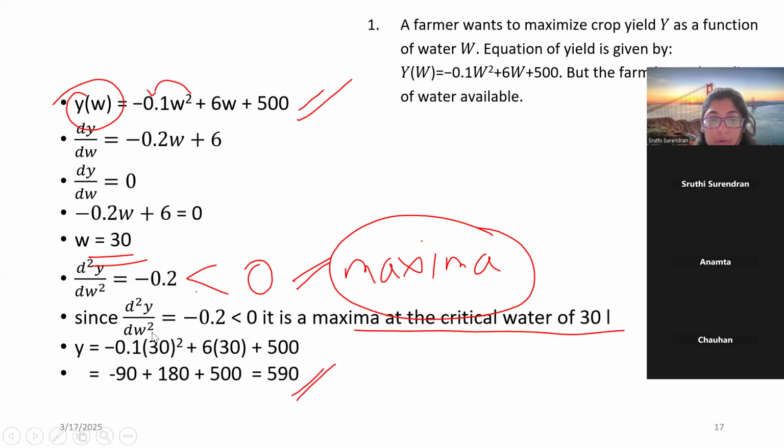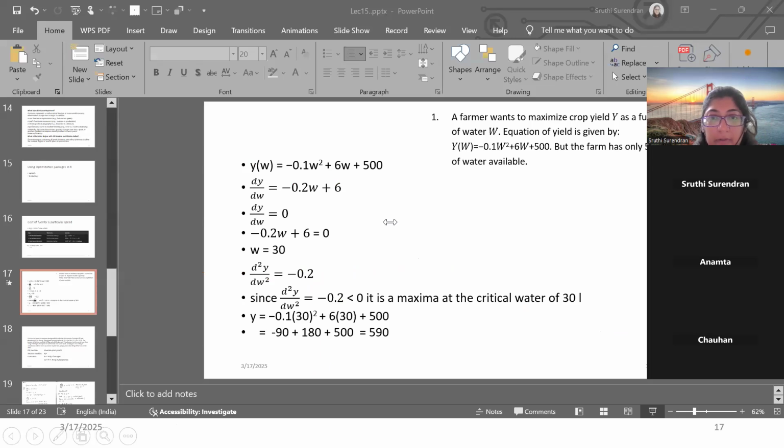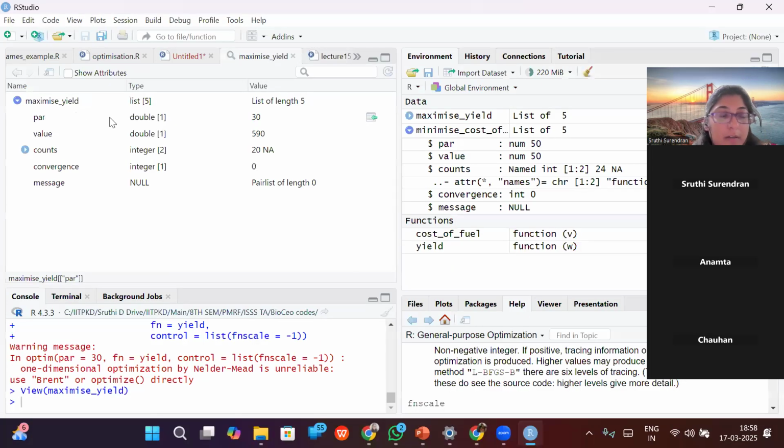And if you go back to the code, you see that for the parameter value of 30, you are finding the yield as 590, which is the maximum yield. So this is how the optimizer optim is doing the optimization. We solved it manually also. We solved it using the code also.